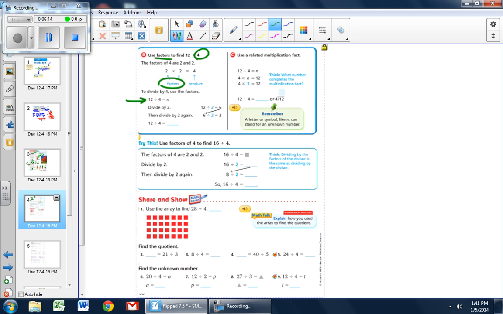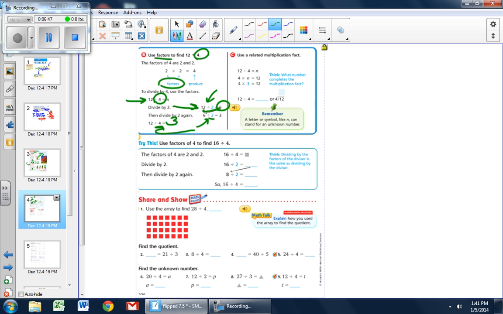So here's your problem. 12 divided by 4 equals n. You're going to divide it by 2 because we know that 2 times 2 is 4. So 12 divided by 2 is 6. And then take that quotient and divide it in half again. So you're making it a 2-step problem, but making it easy for yourself. Okay? So they did 12 divided by 2 equals 6, and then 6 divided by 2 equals 3, which gives us 12 divided by 4 equals 3.